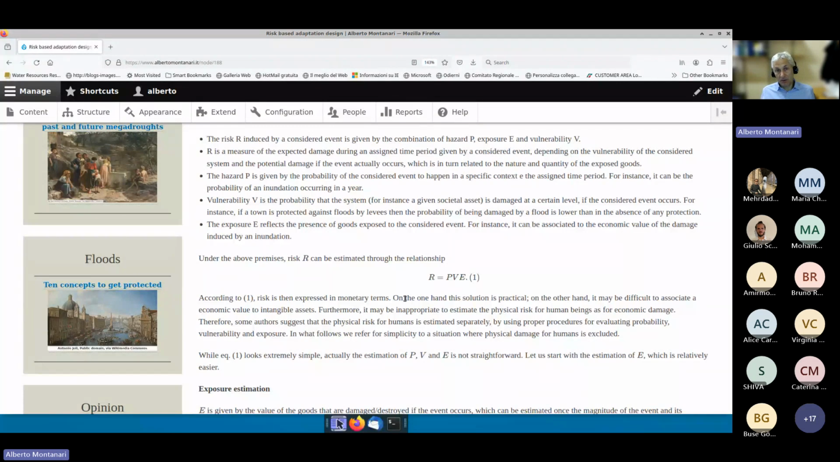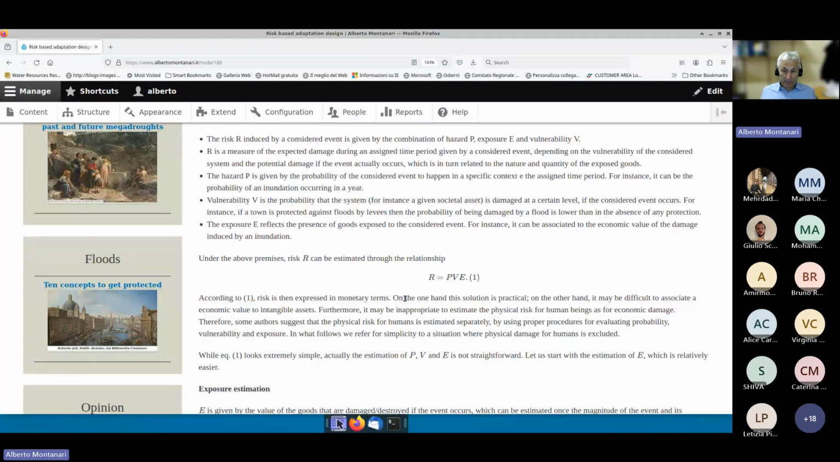You understand that if the probability is low, then you have a low expected damage. And if vulnerability is large, you have a high expected damage. And if exposure is large, you have also a high expected damage.